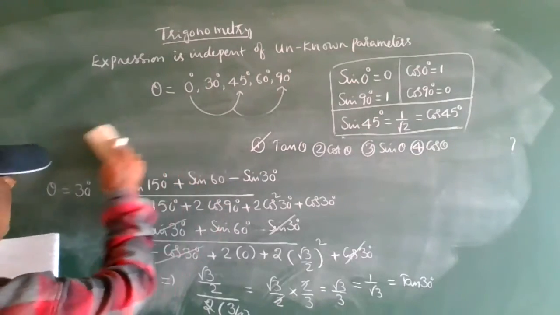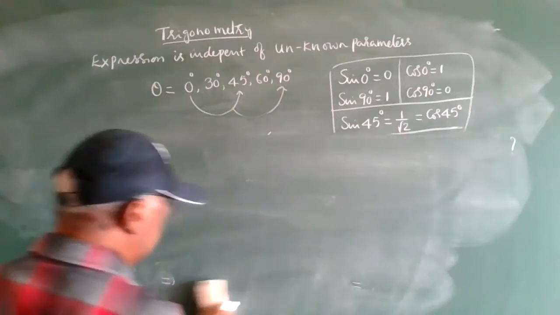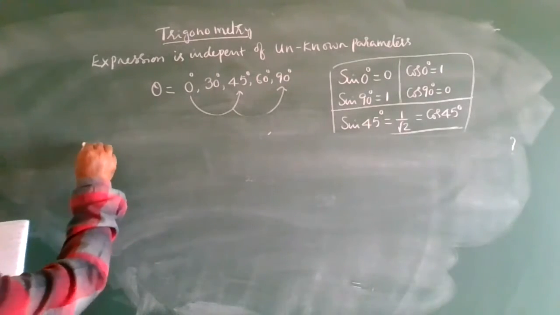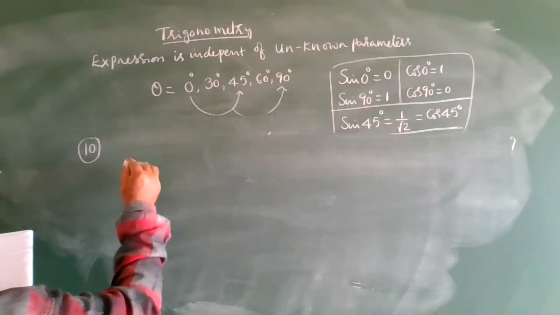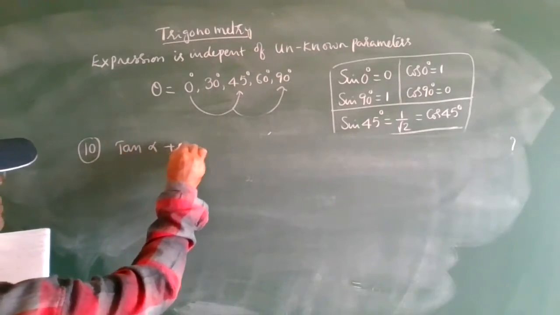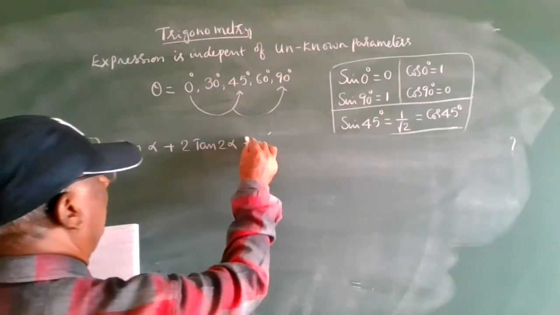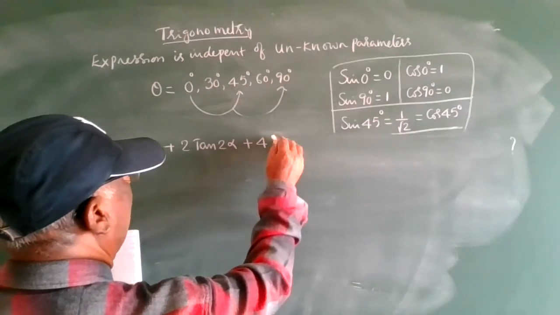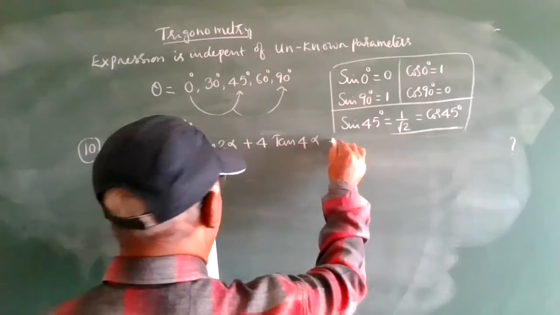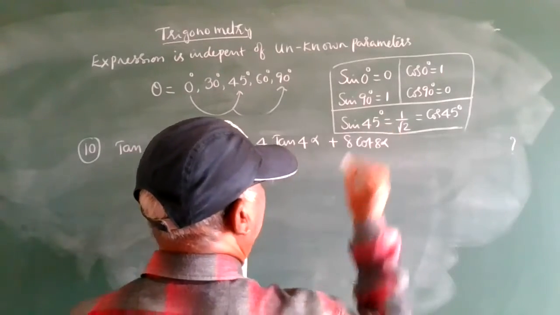10th problem. Everyone see the 10th problem: tan alpha plus 2 tan 2 alpha plus 4 tan 4 alpha plus 8 cot 8 alpha.